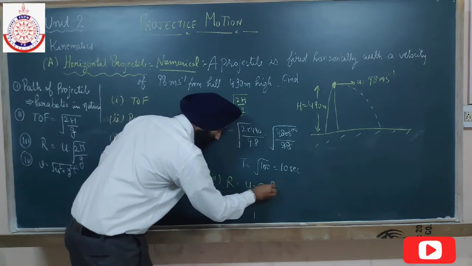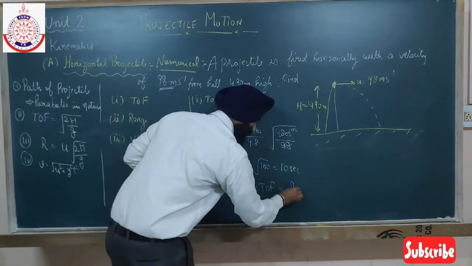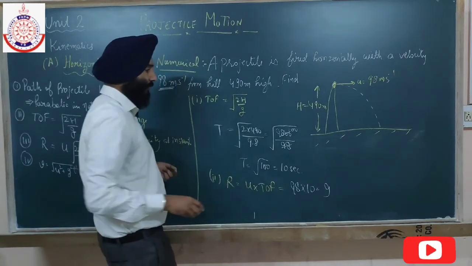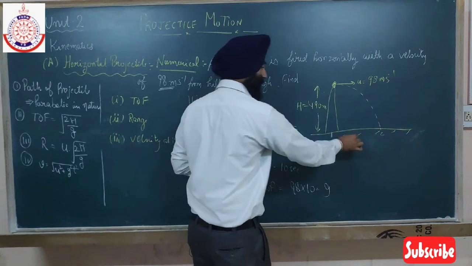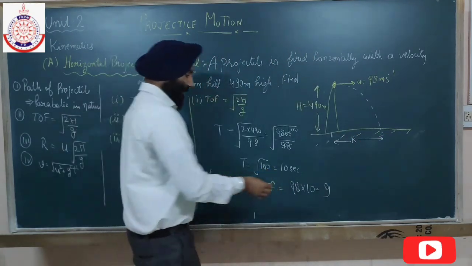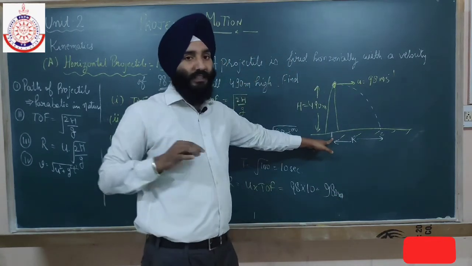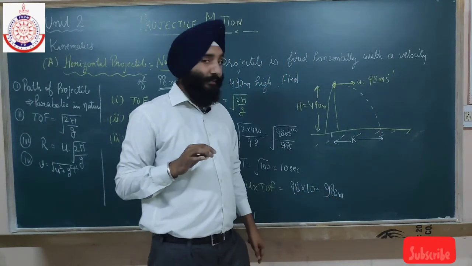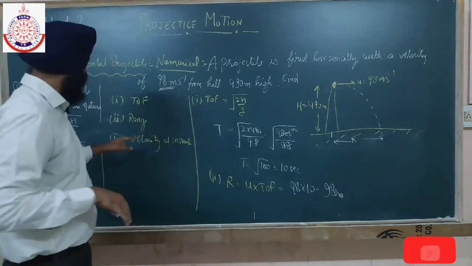Now second, we have to find out the range, and the formula for range is initial velocity multiplied by time of flight. Initial velocity of the body is 98 and time of flight is 10. So the range of this body is, from the horizontal to the point where it will land, this distance is the range, and the range is 980 meter. It means from the foot of this hill, the body will go 980 meter far from this hill. So this is the B part, which is range.